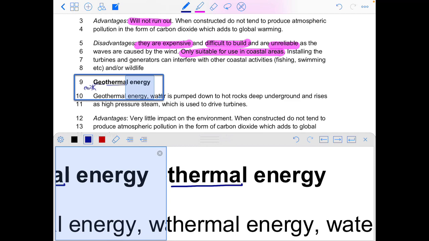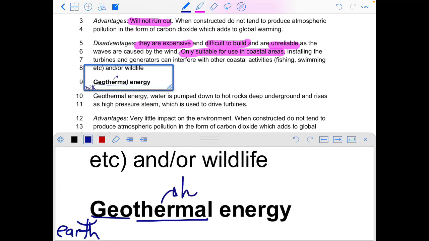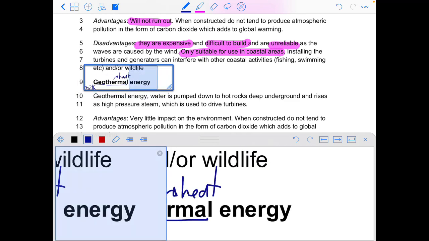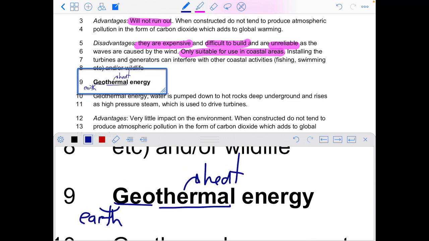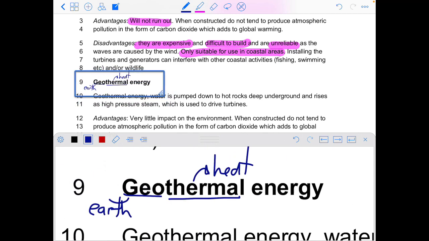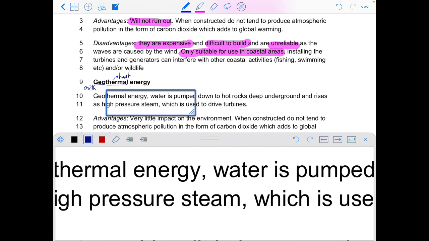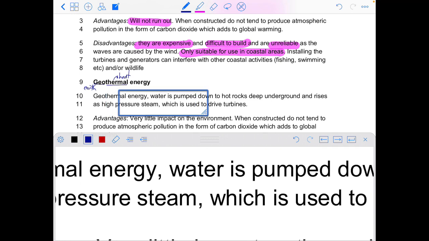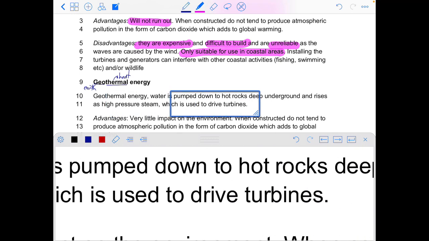Thermal, you should know what that means at this point, is heat. So geothermal energy is the heat energy stored within the earth. Hopefully you know from geography class that as you go down closer to the core of the Earth, it gets hotter. So for geothermal energy, water is pumped down to the hot rocks deep underground and rises as high pressure steam, which is used to drive turbines.